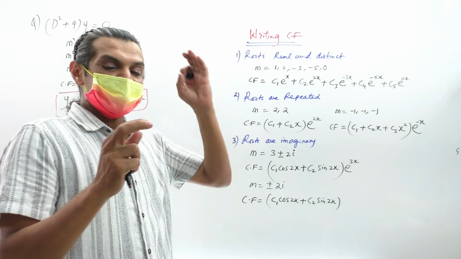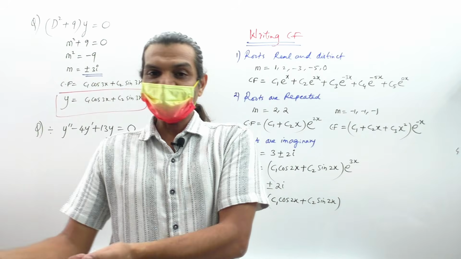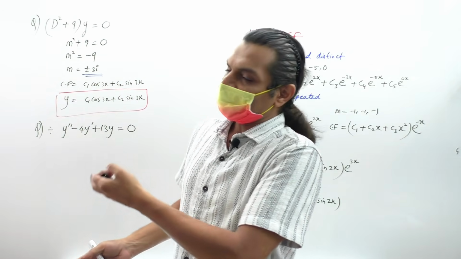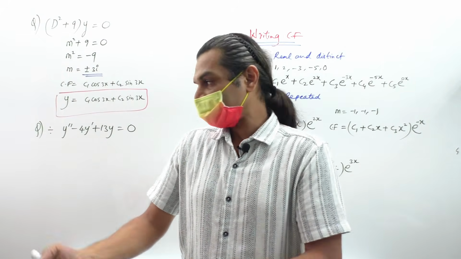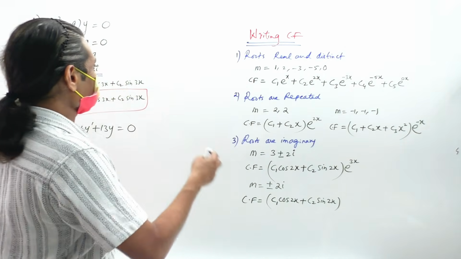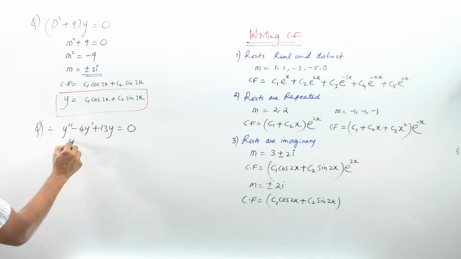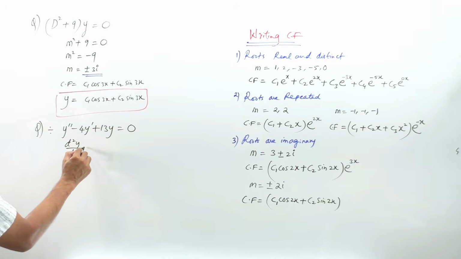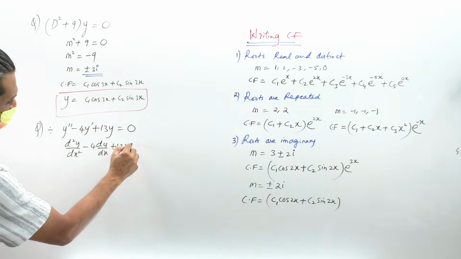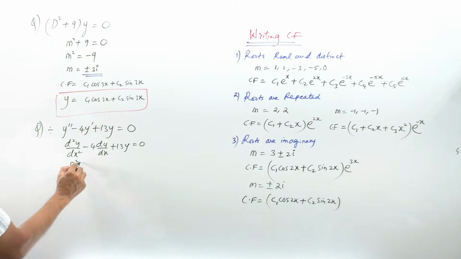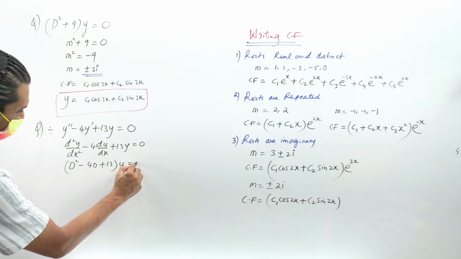Again as usual, y double dash is d square y by dx square, and y dash is dy by dx. I hope you know this basic thing. The question may be given in any form, or as usual directly. Now, what is y double dash? d square y by dx square minus 4 dy by dx plus 13y is equal to 0. Again, d square minus 4d plus 13 bracket y is equal to 0.